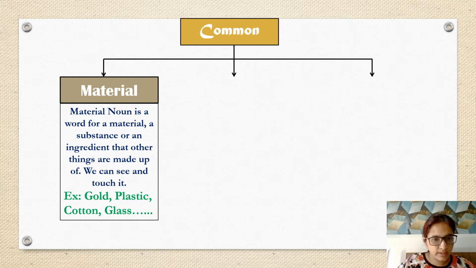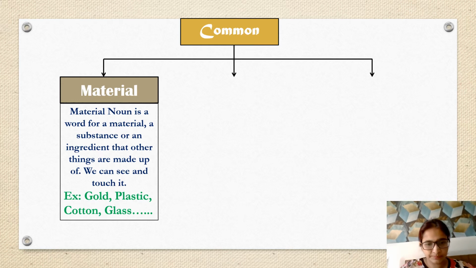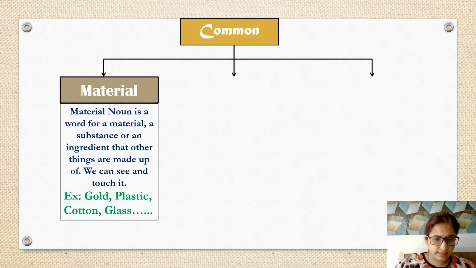A material noun is a word for a material, a substance, or an ingredient that other things are made up of. We can see and touch it. For example, gold, plastic, cotton, glass. All these are material nouns, okay, and you can actually see them and touch them.